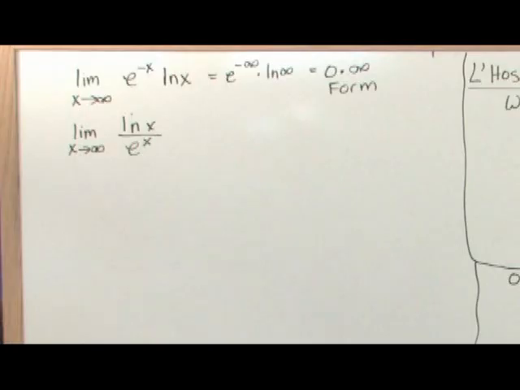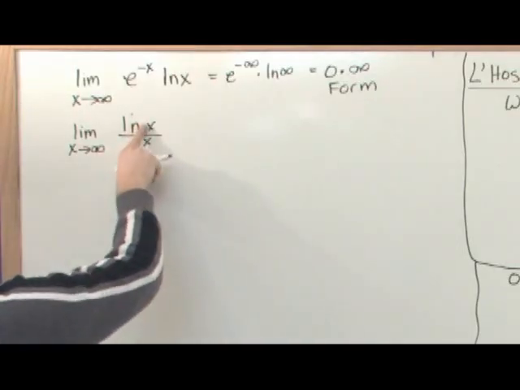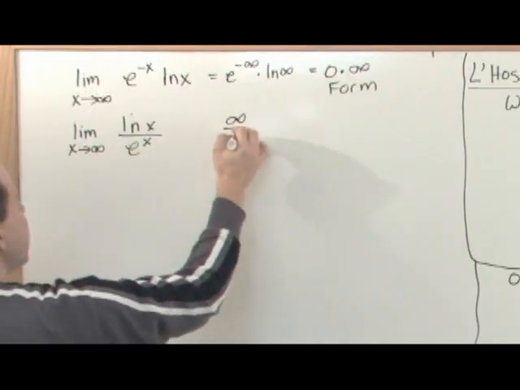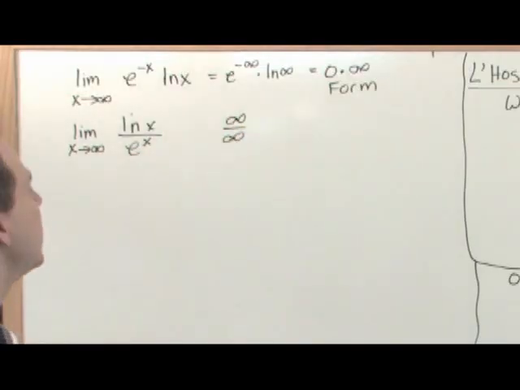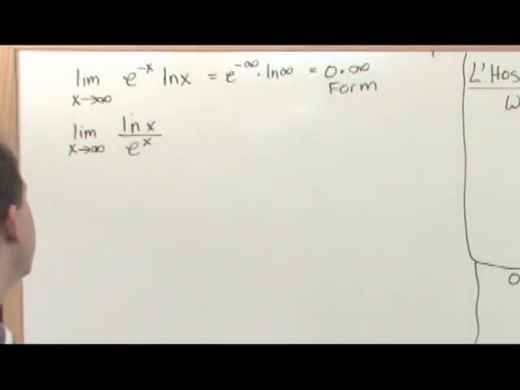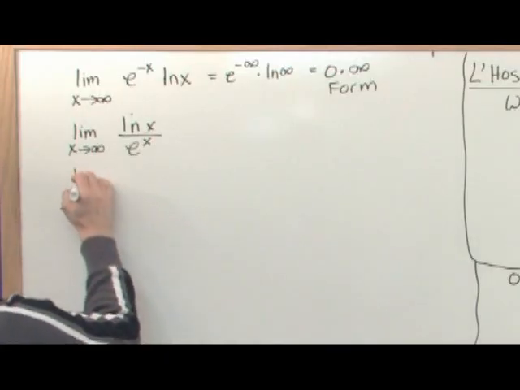And now what form do we have? Putting infinity here, we have infinity in the top, and e to the infinity is infinity on the bottom. So we've put it in the form of what we can use L'Hopital's rule for. Okay, so we've done that, and now we can just use L'Hopital's rule. There's nothing magical about it, so let's go ahead and start taking derivatives.